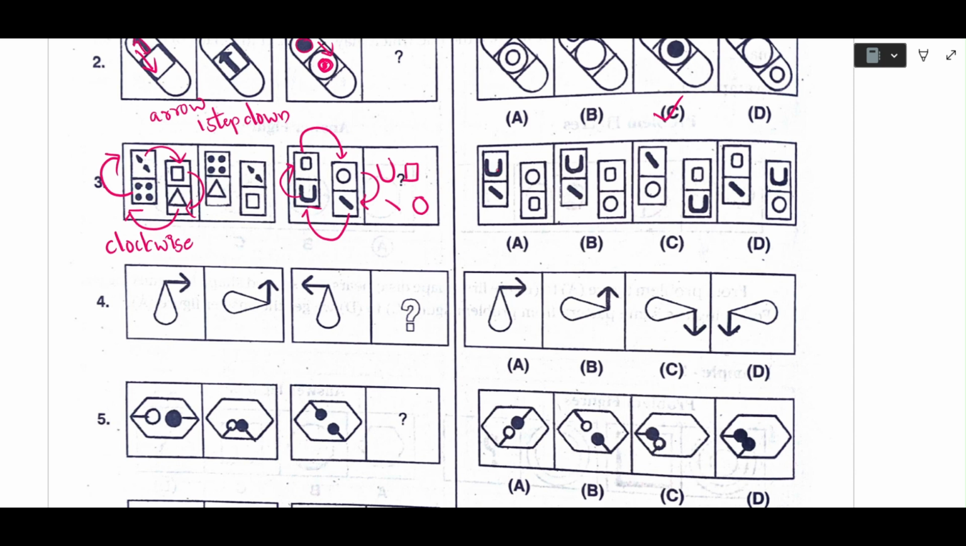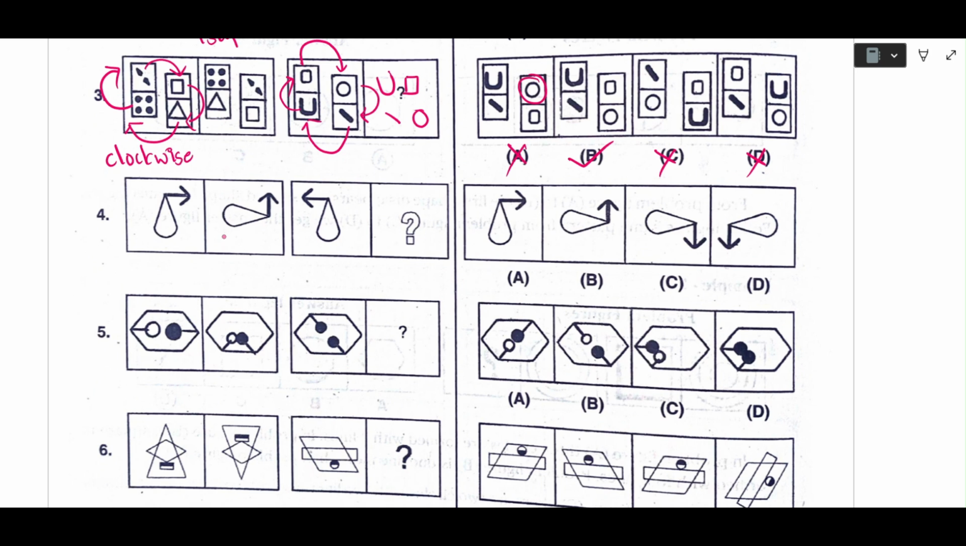Let's see, here we are having two U's and these two are eliminated. And by looking into A and B, here we have a circle, so this is also eliminated. And the final one which is matching all our required figures is B, so we will be selecting B as our correct answer. So let's enter into our problem number 4.